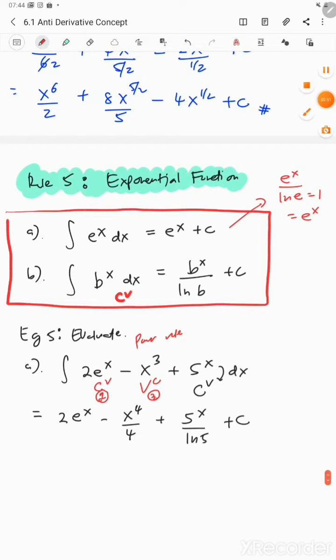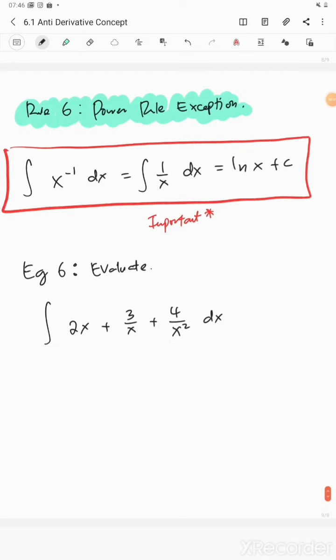This is very important. This is the last rule. Rule number 6. We call it the power rule exception. Why? Because now we have the integration of x power of negative 1 dx. Normally when we see the power, we add 1, right? But for this one, we have to apply the concept of ln. We put x power of negative 1, same as 1 over x dx. When we integrate this pattern, the answer is ln x plus c. This is only for the power of negative 1. Alright, so this is very important.